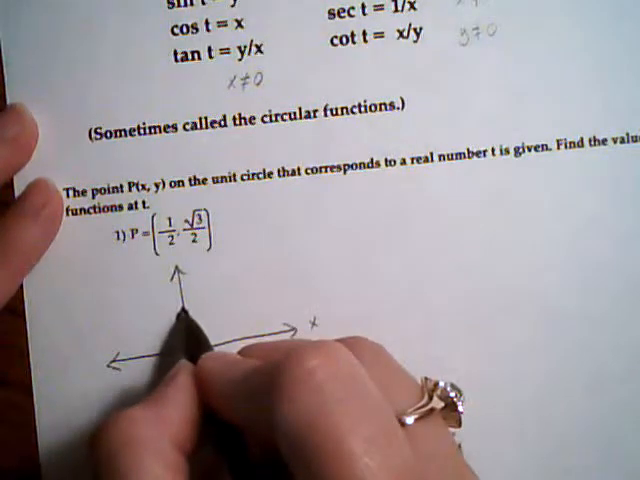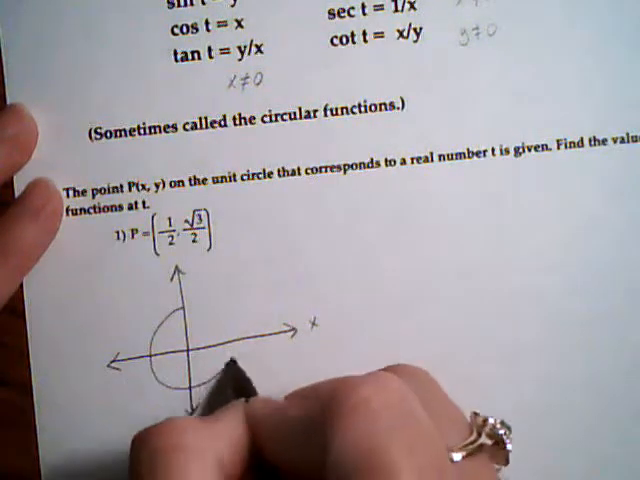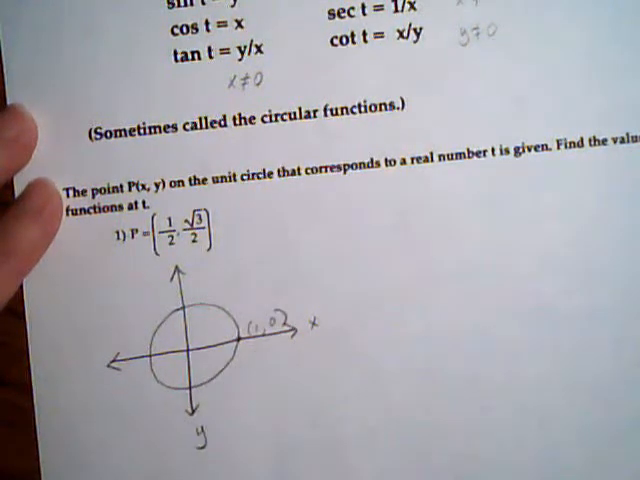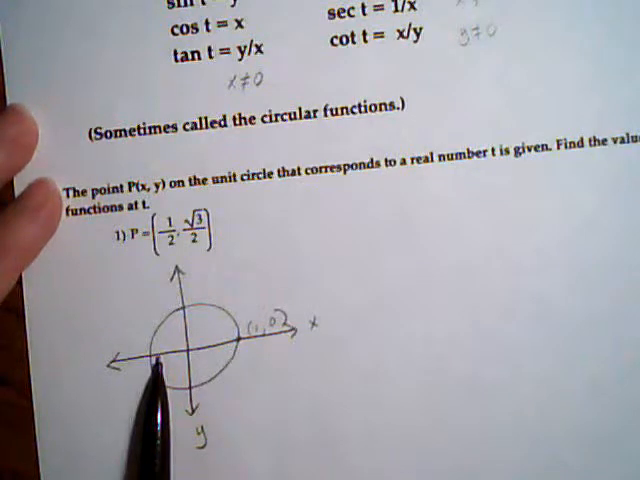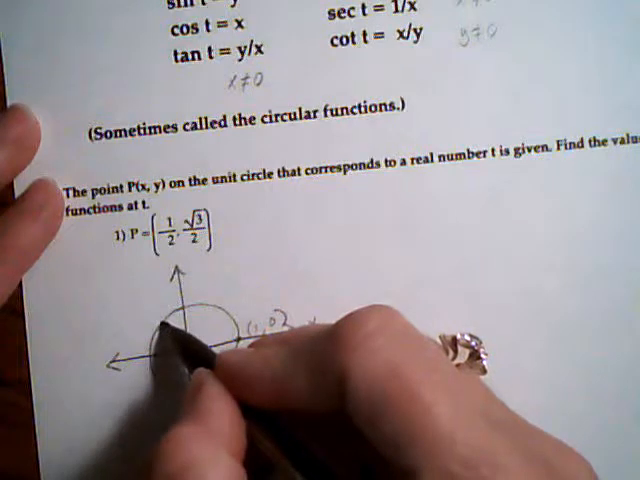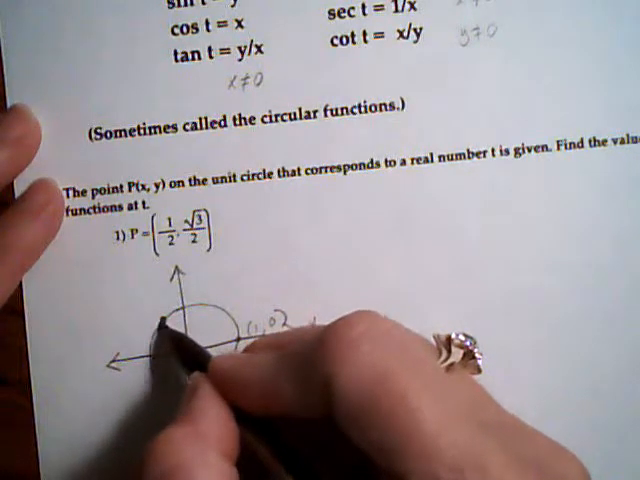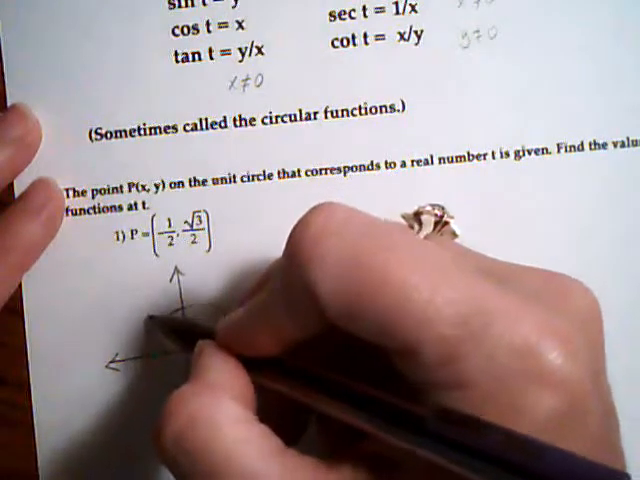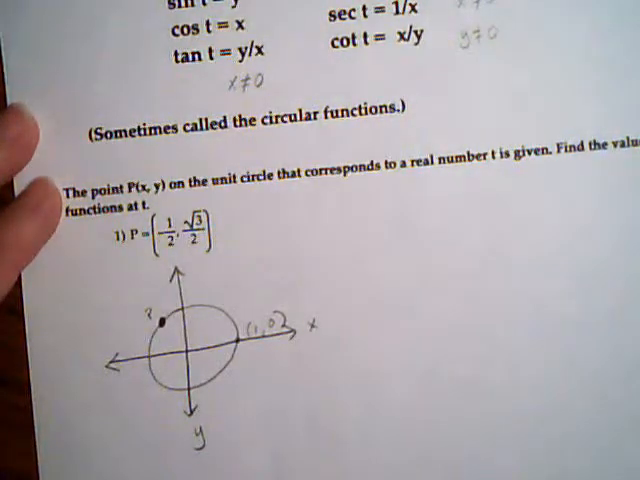So let's say this is a unit circle with the radius of 1, and I have the point -1/2, positive square root of 3 over 2. So let's say -1/2, and that would be about here. So that's my point P that I have on the unit circle.